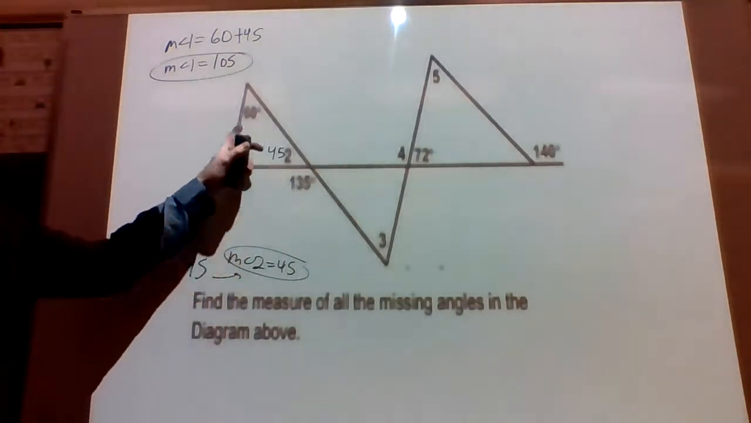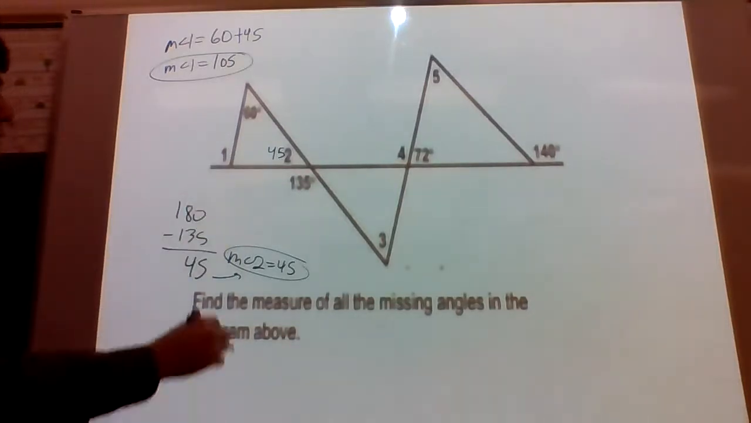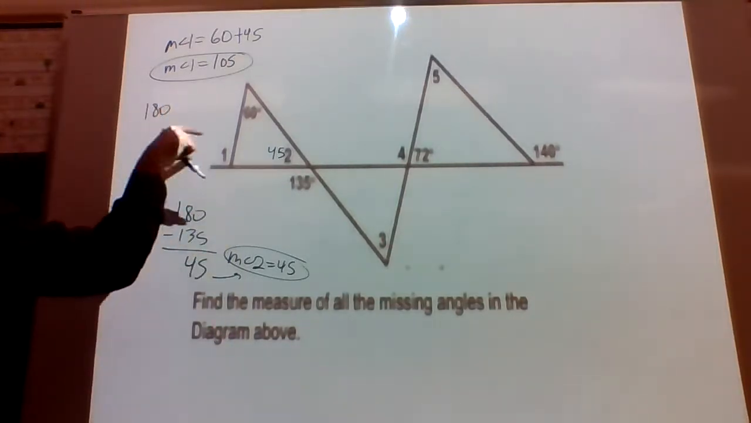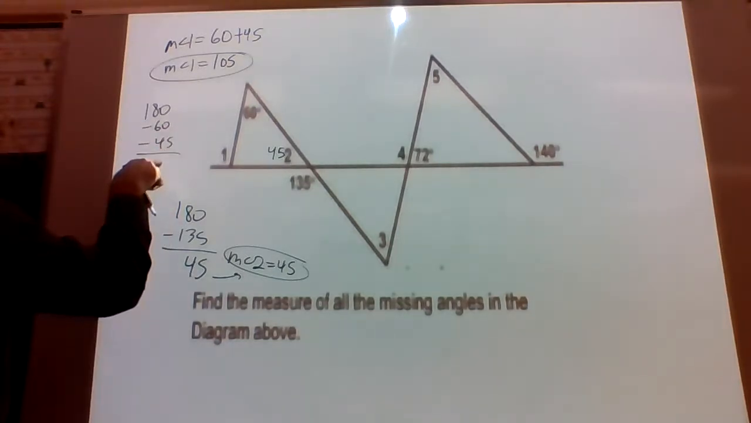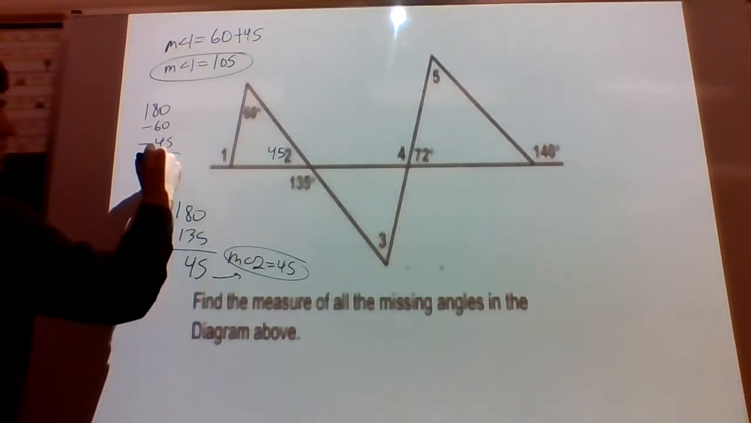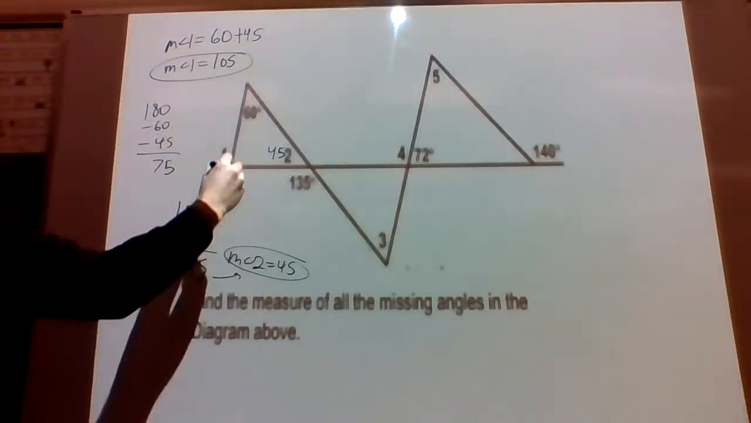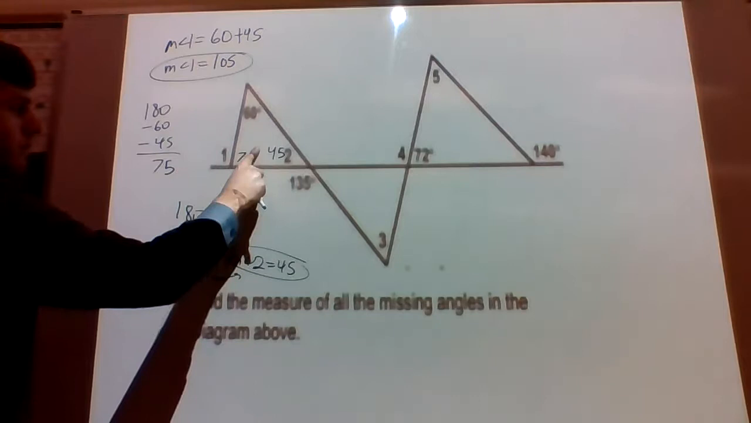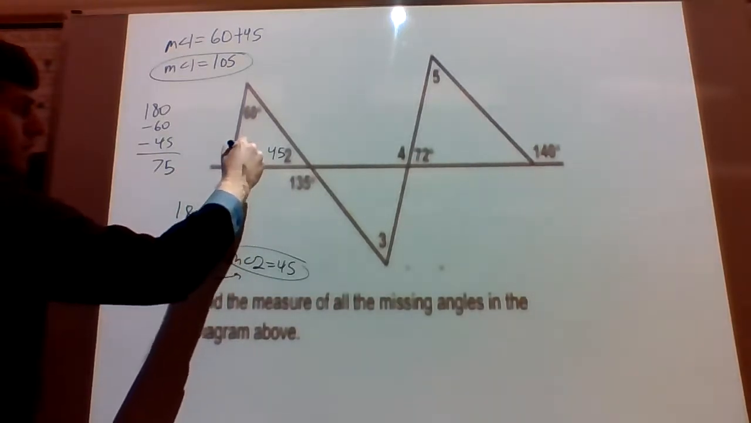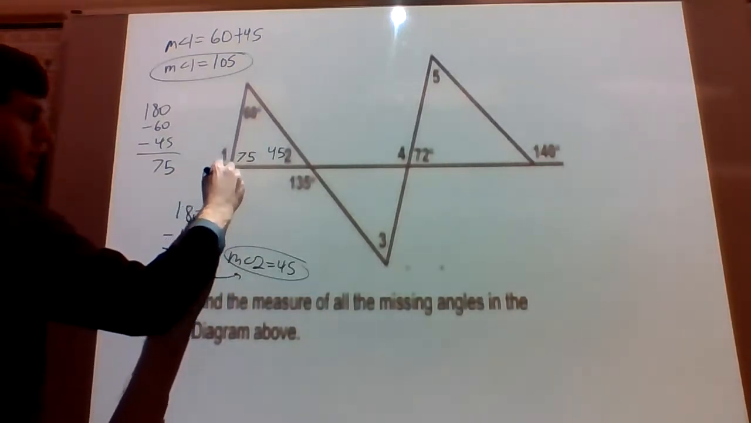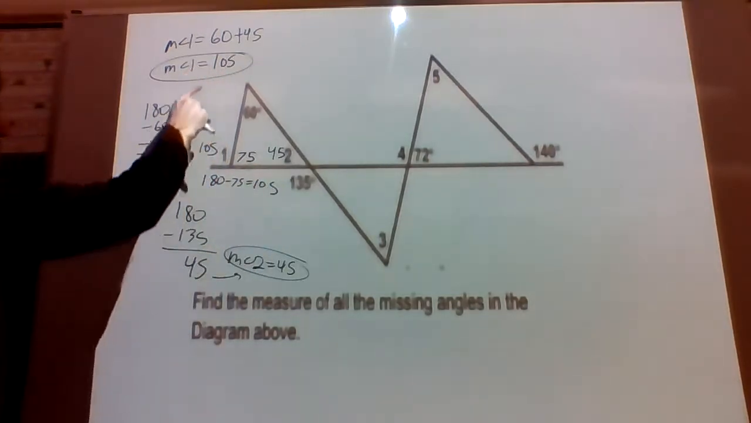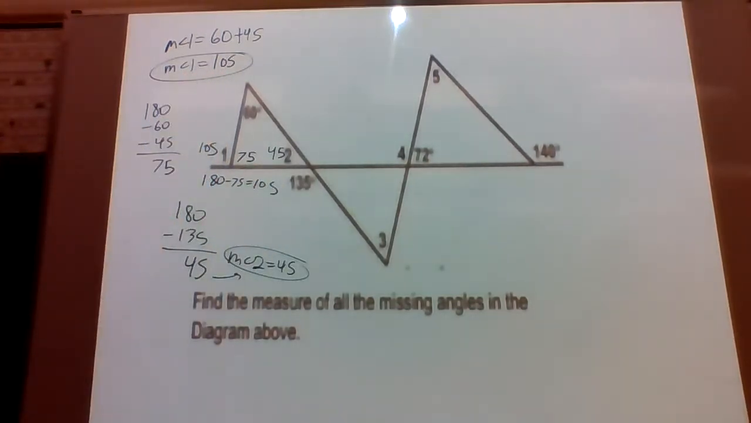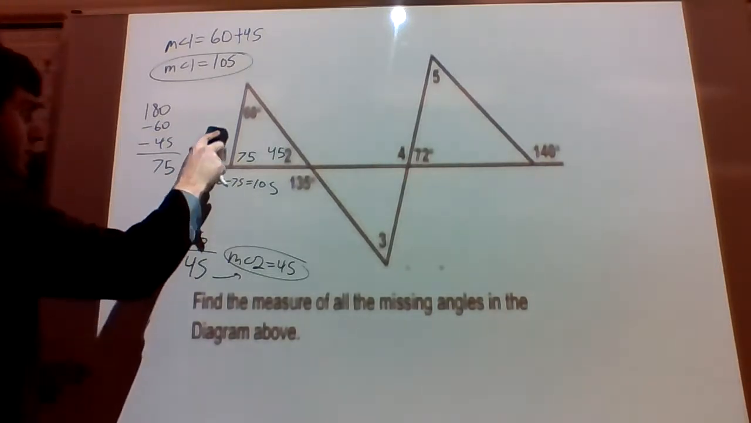The other way we could have done this is the three angles of a triangle. So 180 minus 60 minus 45 is going to give us 75. Okay. And then here we have a linear pair. 180 minus 75 is going to be 105. So either way, we're going to get the same answer, 105.